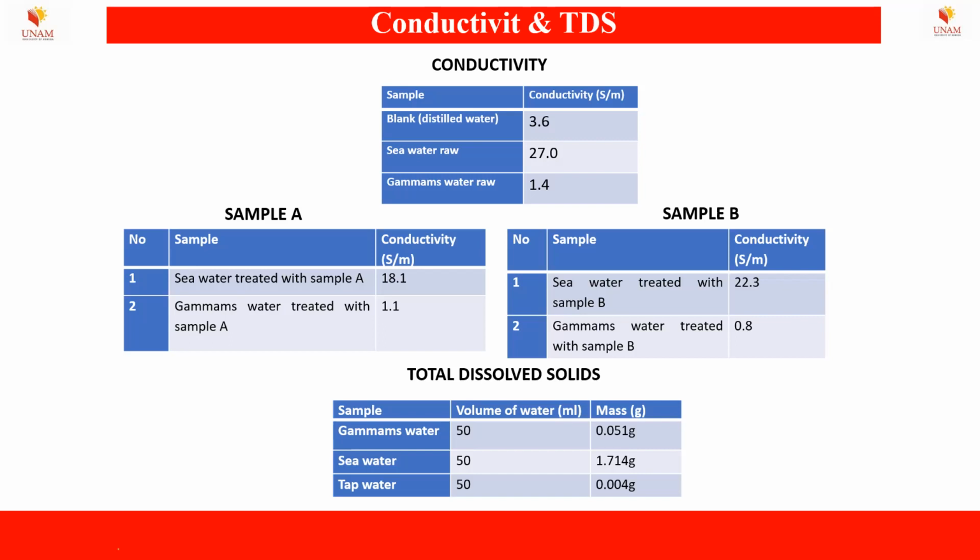And TDS, total dissolved solids. Solids are how much they are dissolving. Gamams water 50 ml, 0.05, it was good. Sea water 1.7 and tap water 0.004. So from this study, it is evident that Gamams water is having less salts, compared to sea water, as we already know that it has a lot of salt. So TDS is not good for the sea water.